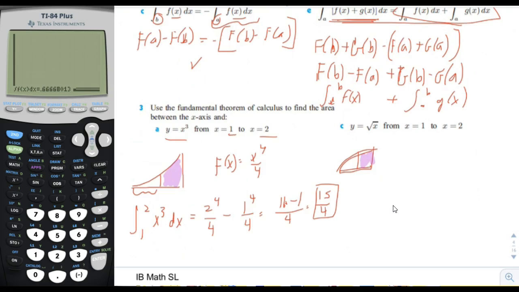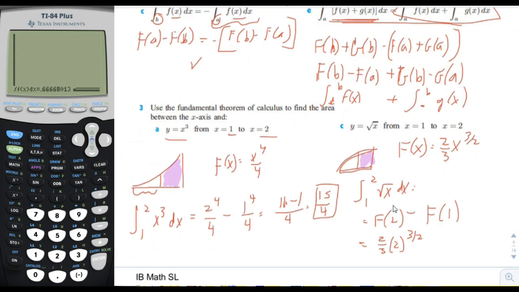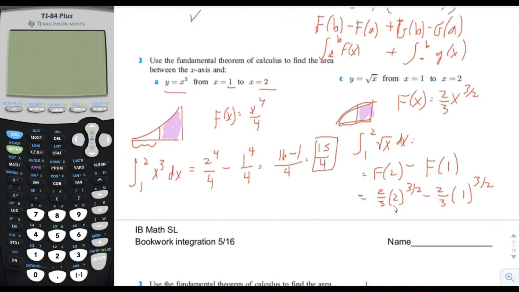And so the antiderivative of this is going to be x to the 3/2 times 2/3. And so let's write out the integration we're going to do. We're going to do from 1 to 2 of the function square root of x dx. And we'll first put the antiderivative with 2 substituted in, and then antiderivative with 1 substituted in. And then that is going to be 2/3 times 2 to the 3/2 minus 2/3 times 1 to the 3/2.